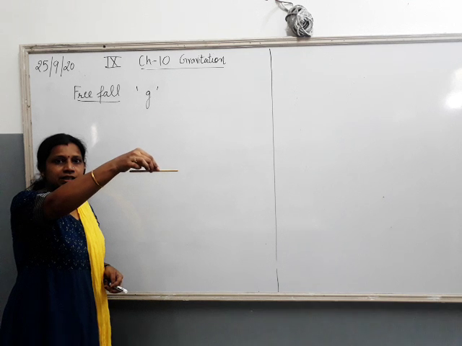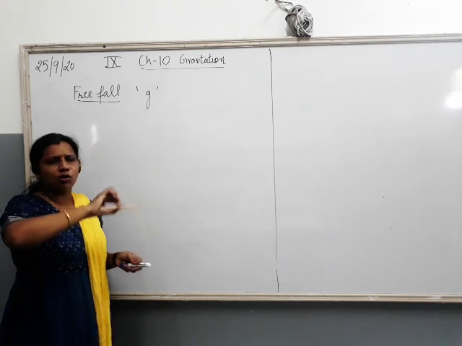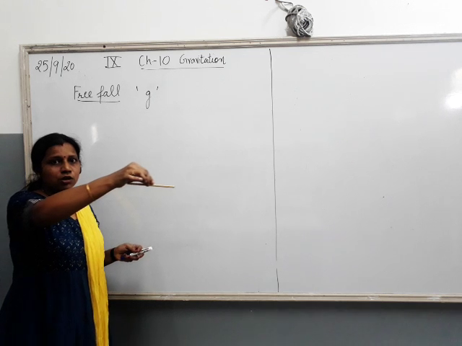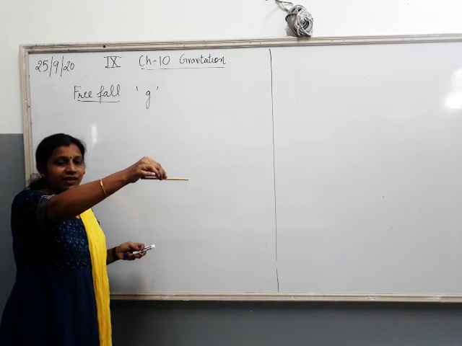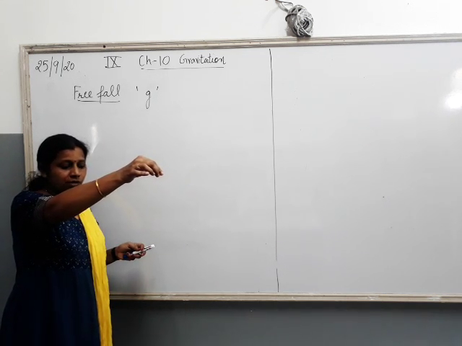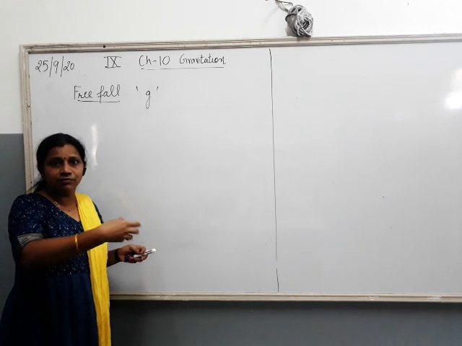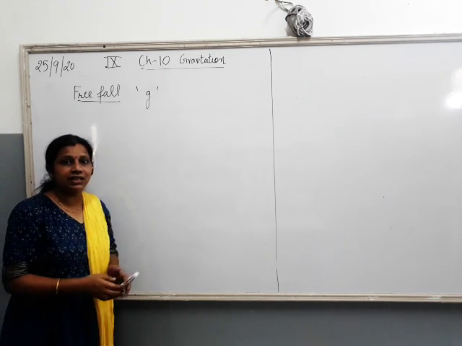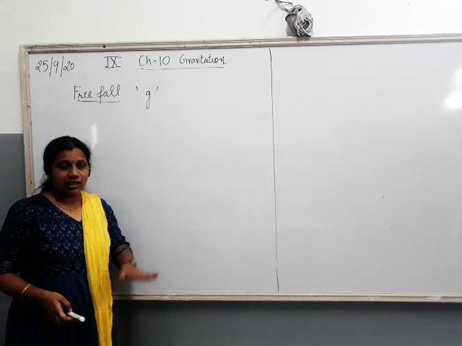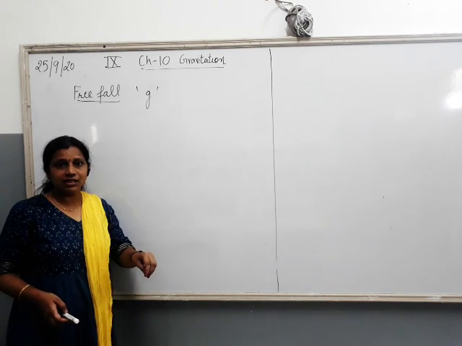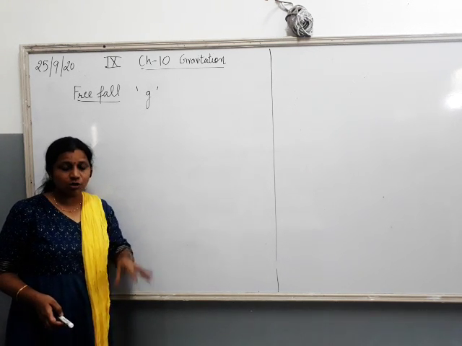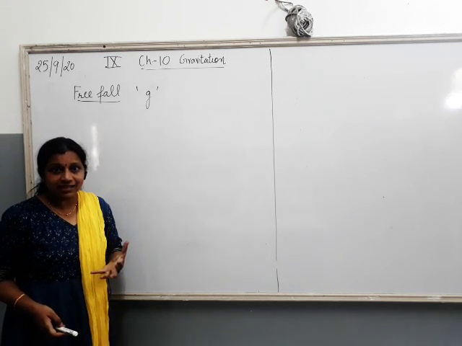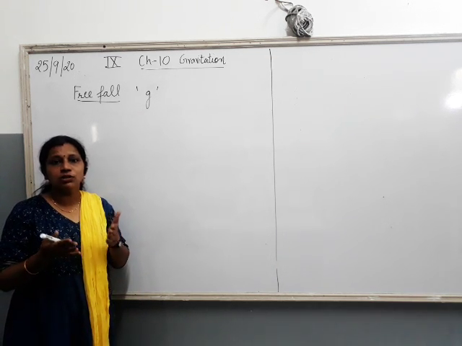If I drop it, and I consider air resistance and all other forces to be zero, the only force acting on this is gravitational force. So when I drop this, it will go down with some velocity. And this velocity is changing at every point. If you measure this velocity, you can see it is changing. That means this object is accelerating. And how is it accelerating? Because of the gravitational force of the Earth.